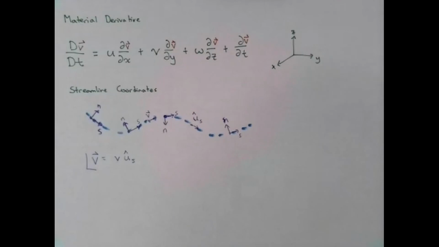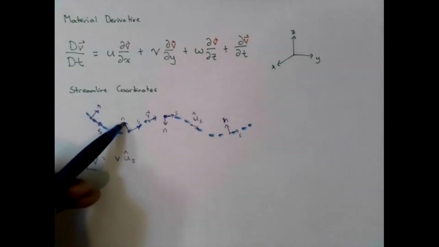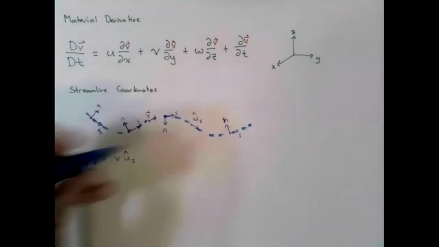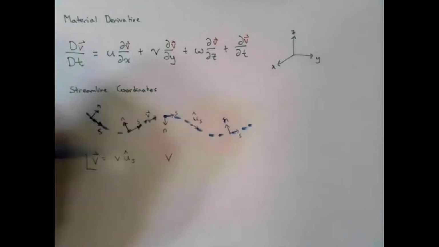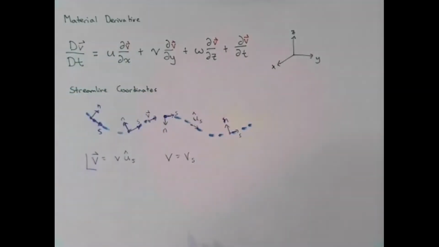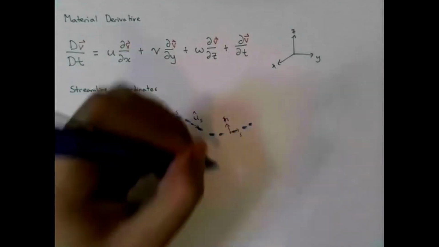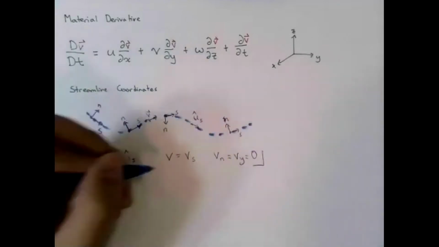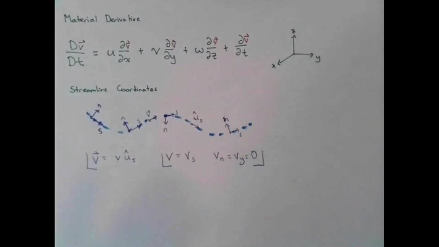of the streamline. That means that there is no velocity in the n direction. There is no velocity in the y direction. The only velocity is the velocity along the streamline. So this magnitude of the velocity vector is simply equal to whatever the streamline component of velocity is, because my normal velocity and my y velocity are both 0. So that's another simplification of streamline coordinates.